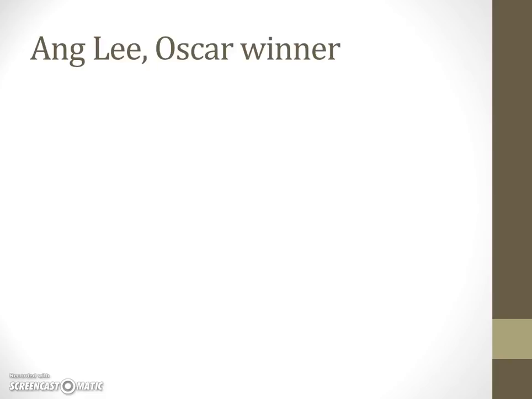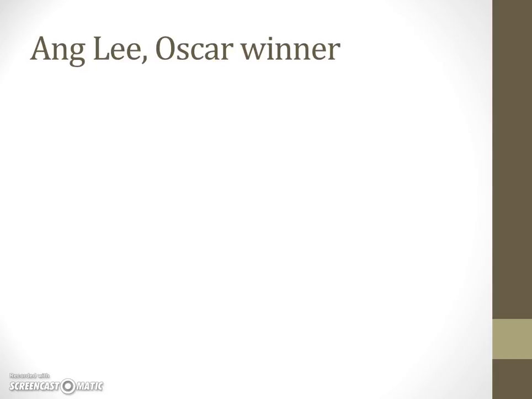All right, so I want to end this with Ang Lee, the Oscar winner. Remember, I told you he won 2 Oscars for directing. One of them is Brokeback Mountain, one of them is Life of Pi, which are really, really different. Life of Pi, a lot of CGI. I mean, there's a tiger in a boat with this young man.